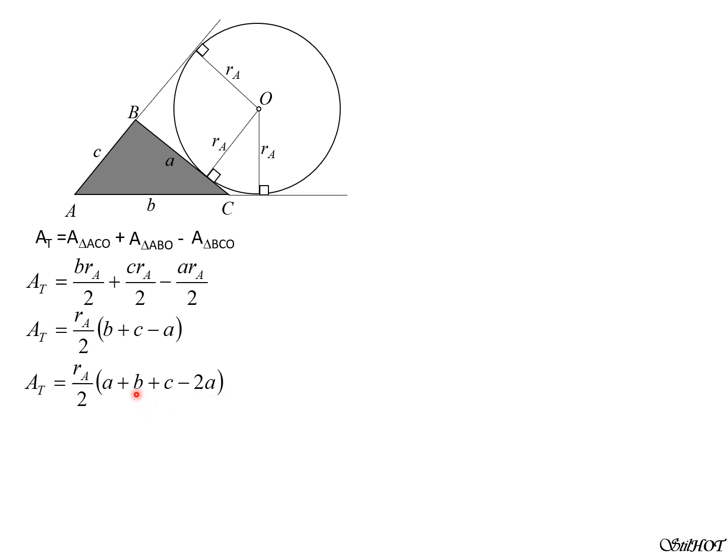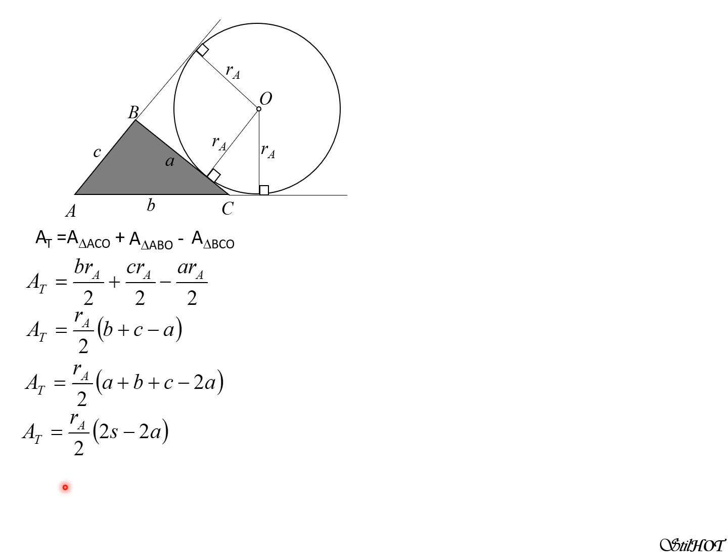So take note that this is 2S. So area of triangle is R sub A over 2, quantity 2S minus 2A. So we cancel 2. The area of the triangle, therefore, in terms of the radius of the escribed circle is R sub A times quantity S minus A. Which can be easily patterned for the other cases.